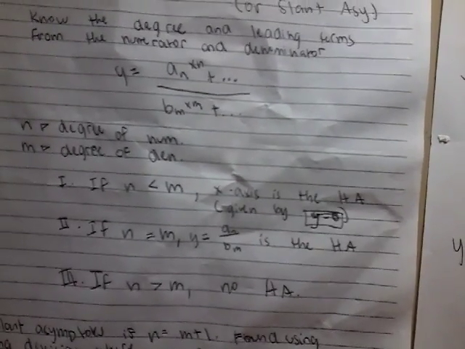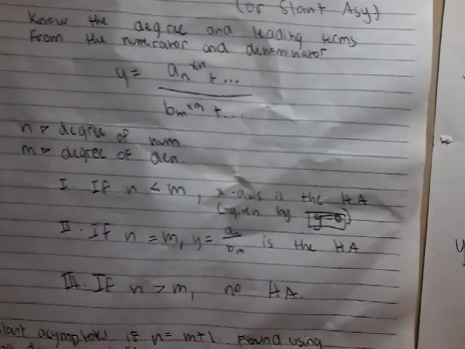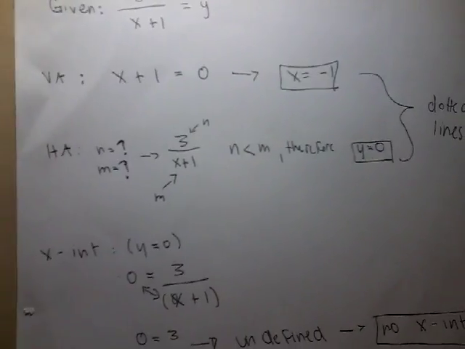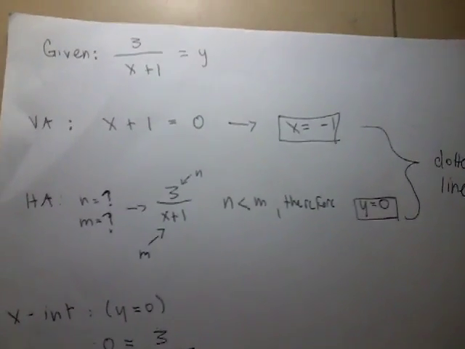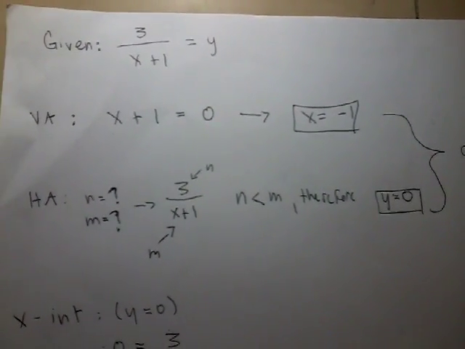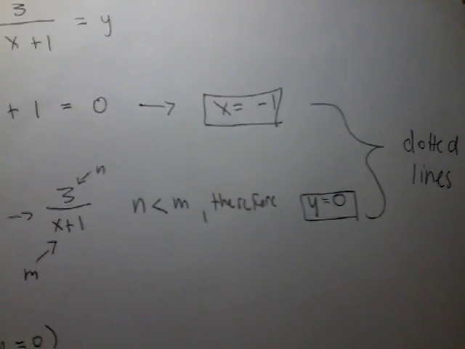The next case is if n is equal to m, then your horizontal asymptote is y is equal to a sub n over b sub n. And the last is if n is greater than m, there is no horizontal asymptote. Here is the horizontal asymptote of our example. Our n is less than m, therefore our horizontal asymptote is equal to 0. We plot them as dotted lines in the graph.